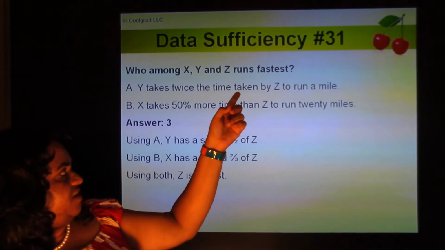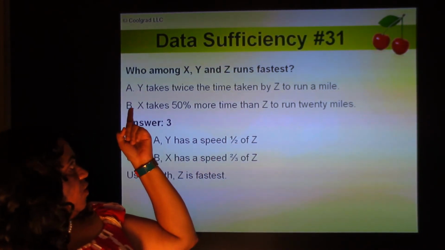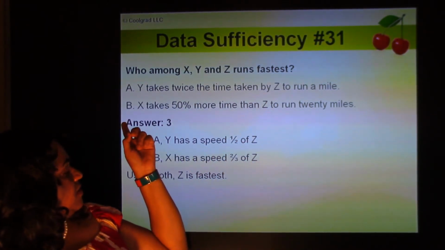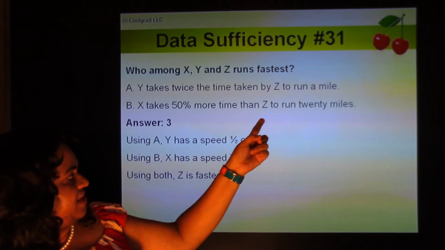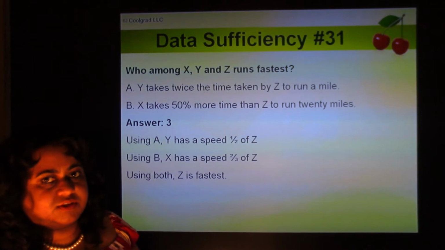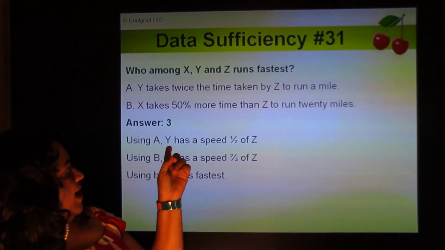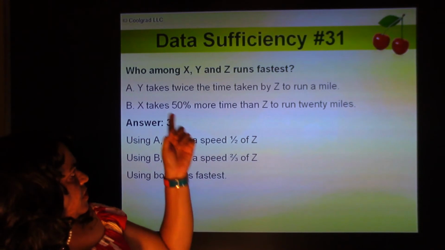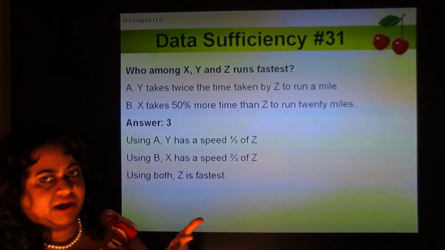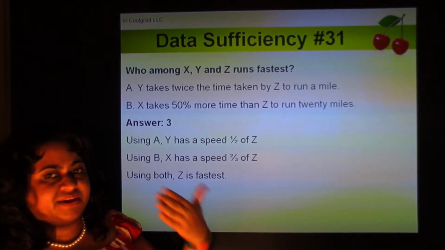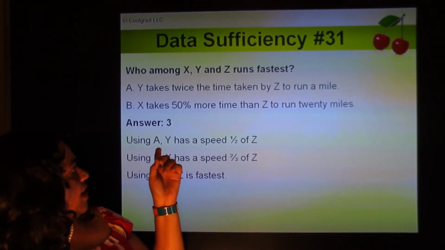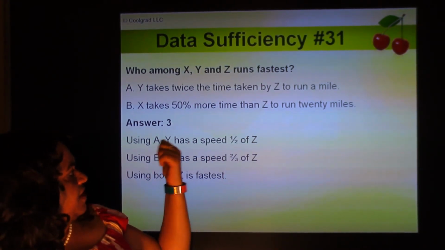Who among x, y and z runs the fastest? Statement A. Y takes twice the time taken by z to run a mile. Statement B. X takes 50% more time than z to run 20 miles. So let's pick using statement A alone. Y has a speed half of z. Y takes twice the time taken by z to run a mile. It's the same distance, y takes double the time. So clearly y's speed is half of the speed of z. That's all we can infer from that. And clearly z is twice as fast as y.